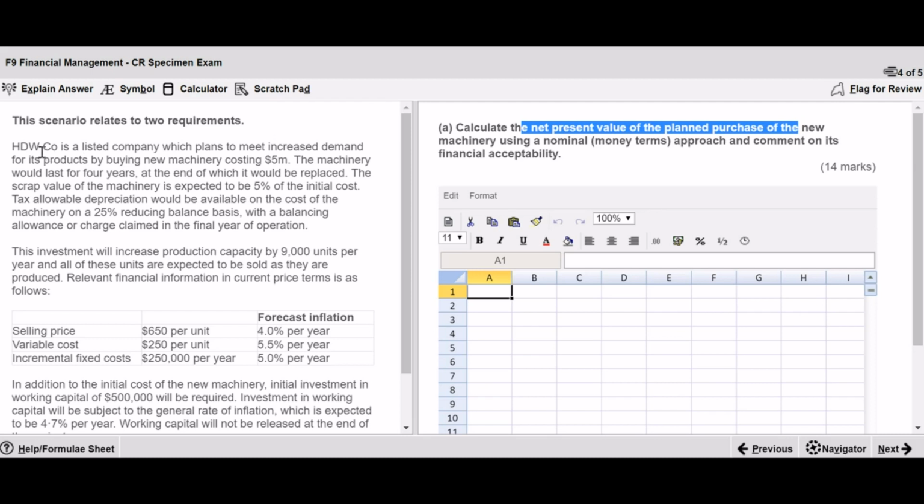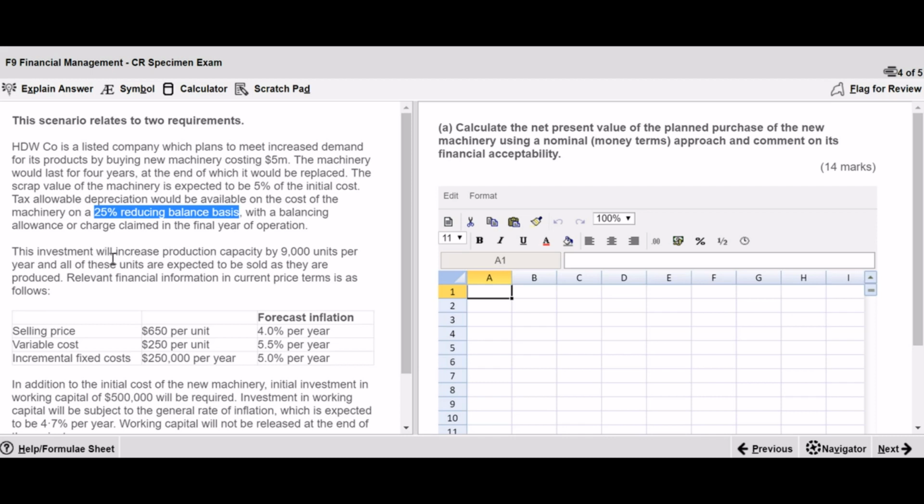Now in this question, we have been told that they plan to meet the increased demand for their product by buying new machinery which will cost $5 million. That's the investment. The machinery would last for 4 years, at the end of which it would be replaced. The timing of the project is 4 years. The scrap value of the machinery is expected to be 5% of the initial cost. The depreciation would be available on the cost of machinery on a 25% reducing balance basis, with the balancing allowance or charge claimed in the final year of operation.